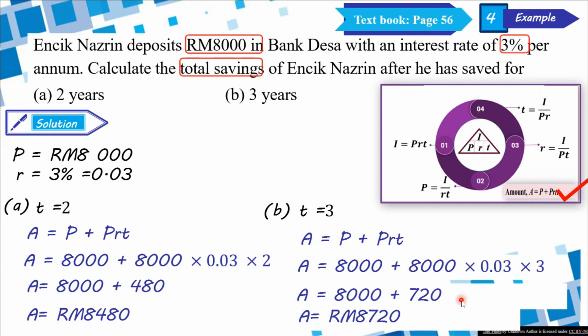8,720 ringgit. Based on the example, it is found that the longer the saving period, 3 years is more than 2 years, then the higher the amount of interest earned. So 720 ringgit is higher than 480 ringgit. Therefore, the final amount of savings also increases. So you can see the final amount here, 8,720 is more than 8,480.